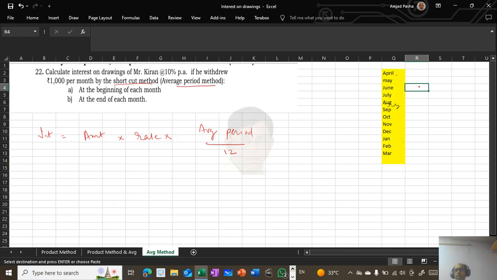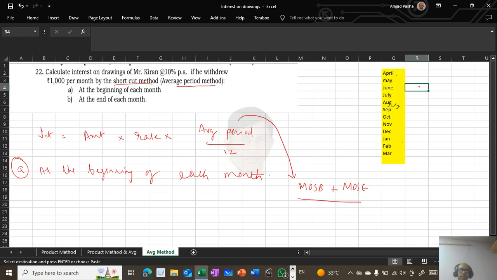So in this A, at the beginning of each month, we basically need the average period. So what is this number, and how do we calculate it? We want months outstanding at the beginning plus months outstanding at the end, divided by 2. That is the average period.